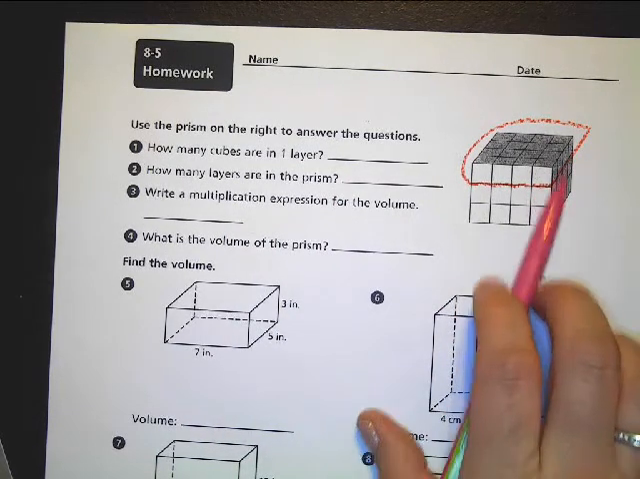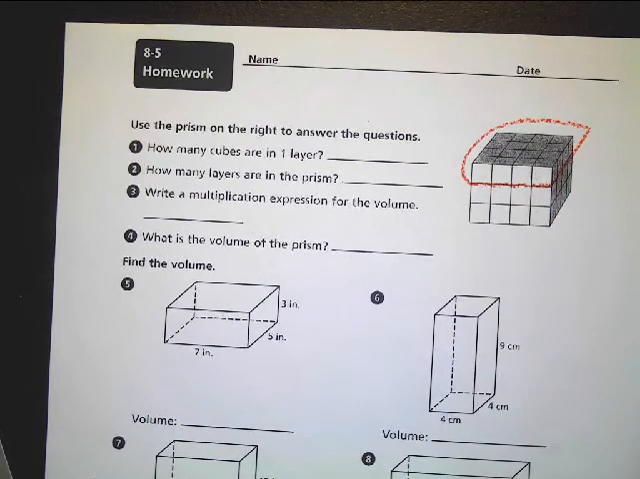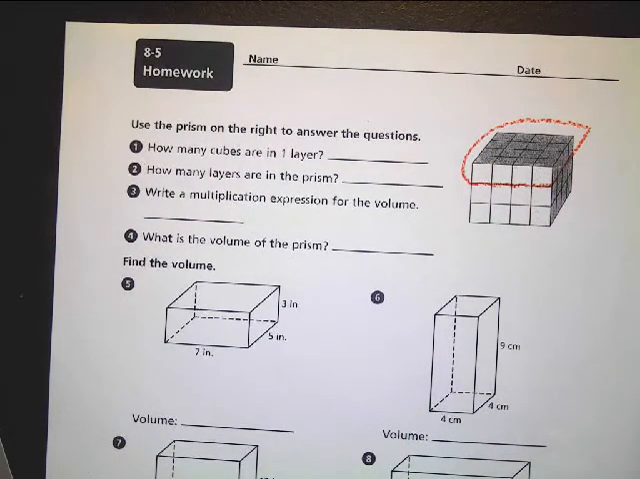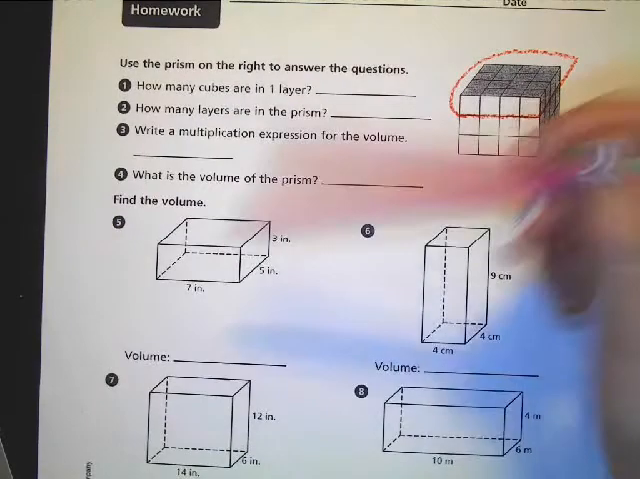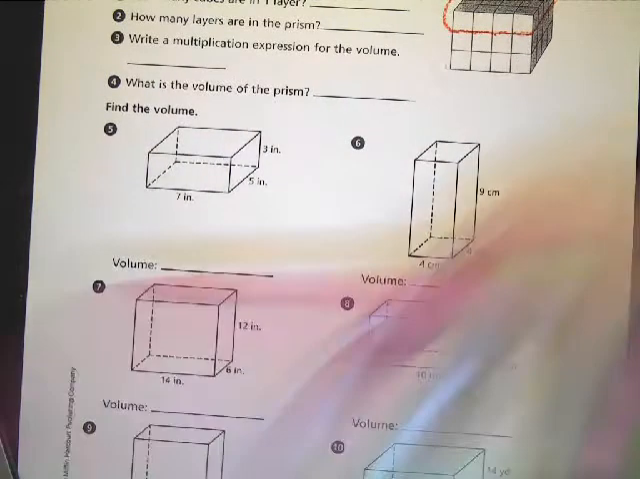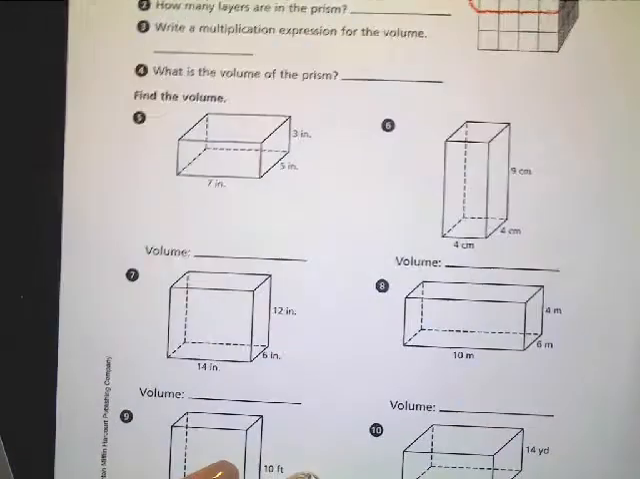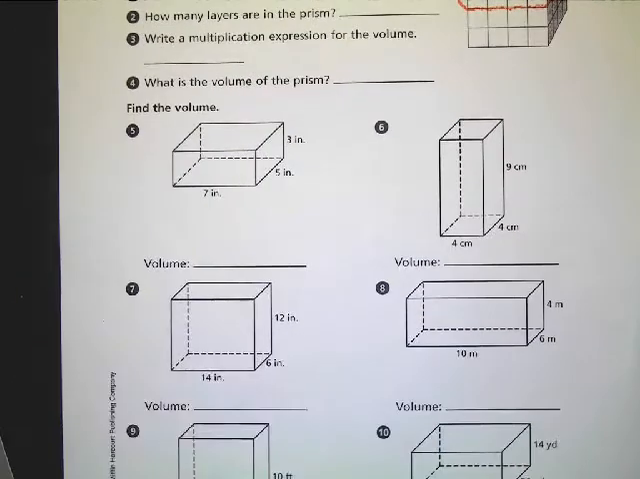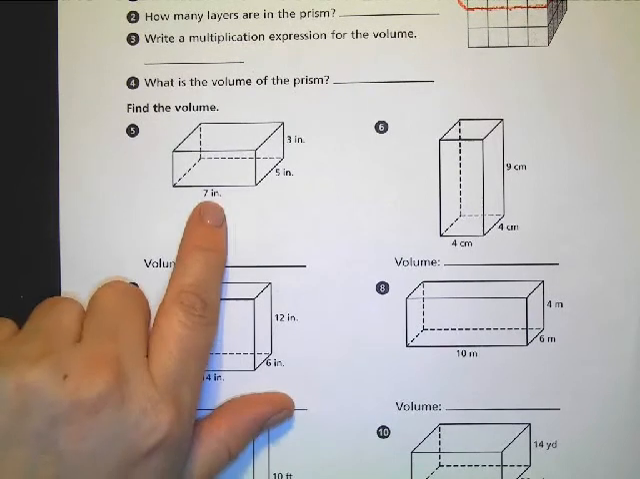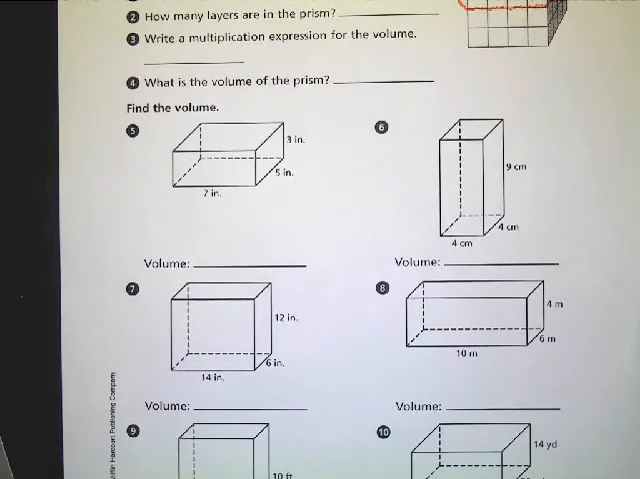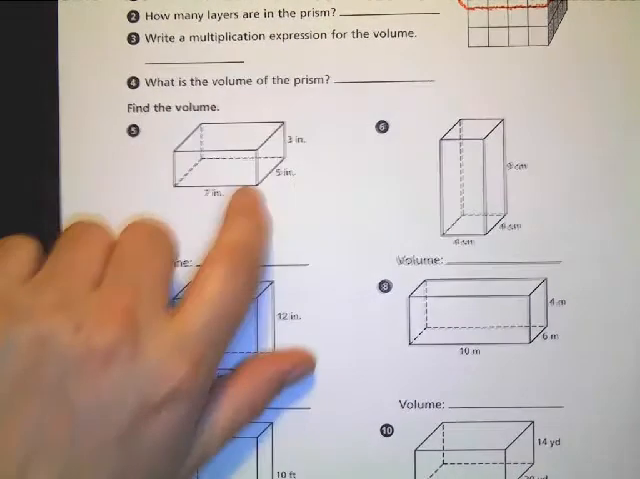When it says write a multiplication expression for the volume, you're just going to find, well, there's 4 that go over, 4 that go back, and how many went up? 3. So it's 4 times 4 times 3. Anyway, these are going to be super easy for you because you know how to do this. You don't need to use your crayons. I'm just going to let you go for it, but make sure you multiply them in the space here and don't go so fast that you're making little mistakes.